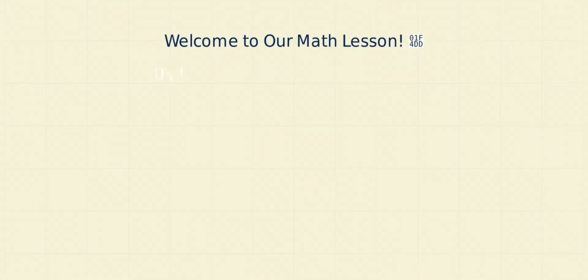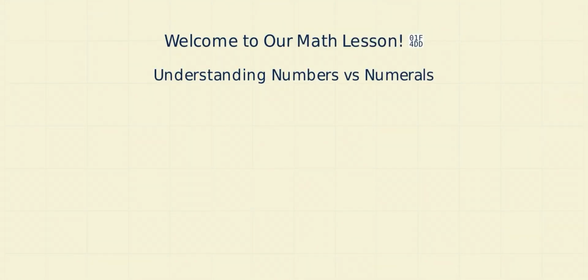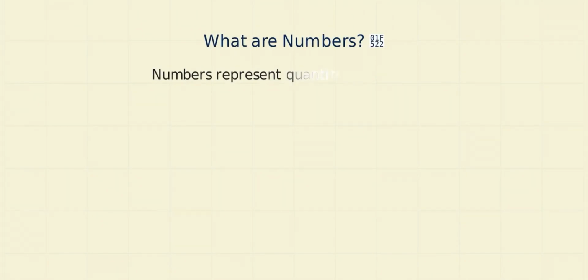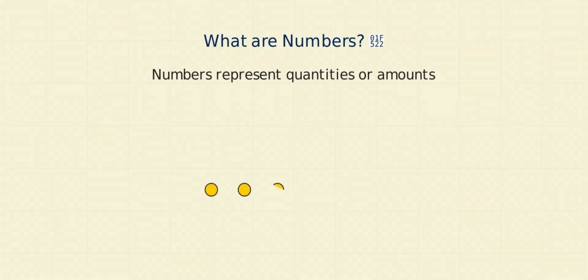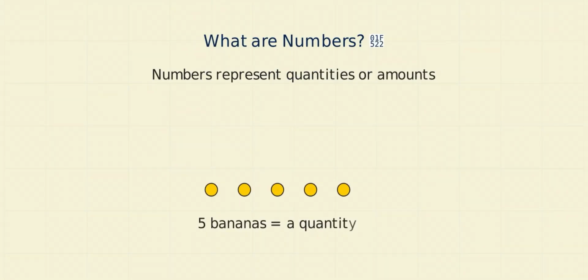Our math lesson. Today we're going to learn about the difference between numbers and numerals. Numbers represent quantities or how many of something we have. For example, if we have 5 bananas, the number 5 represents the quantity of bananas we have.